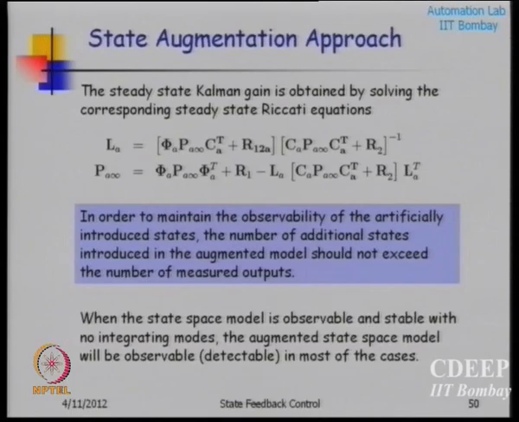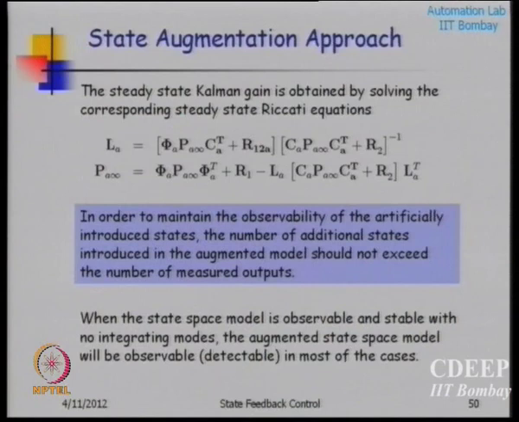Those could be all 5 in the input, all 5 in the output, 3 in the input and 2 in the output, whatever, but you cannot add more than 5. This is a fundamental limitation. Actually, the innovation bias approach which I talked about is also adding artificial variables. It is not very clear here, you will have to work it out a little, but it is exactly adding a number equal to the number of outputs, because the number of innovations is equal to the number of outputs, okay. So that condition is perfectly satisfied there.